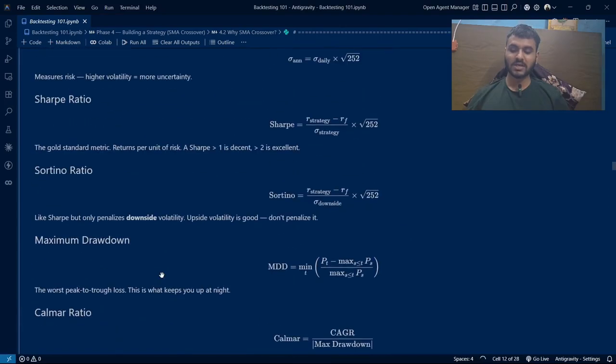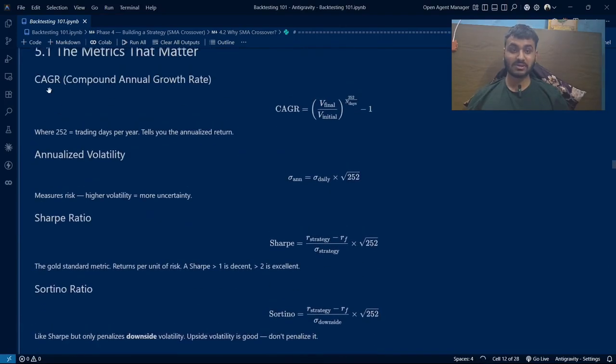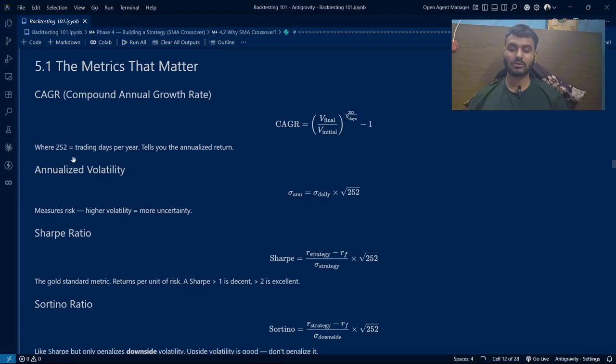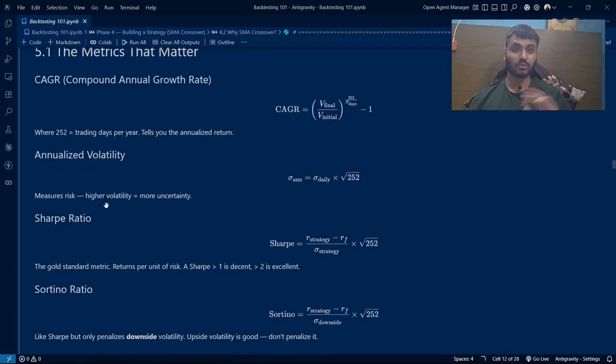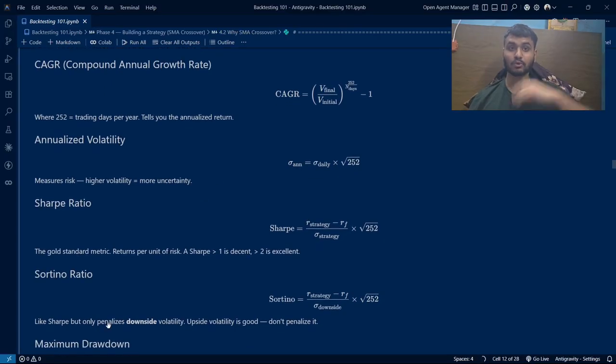For CAGR we use 252 days. Why? Because there are approximately only 252 trading days per year, which tells you the real annualized return, not 365 days. Measure risk. Higher volatility is equal to more uncertainty in the market. There are higher chances of you making a huge profit or a huge loss.